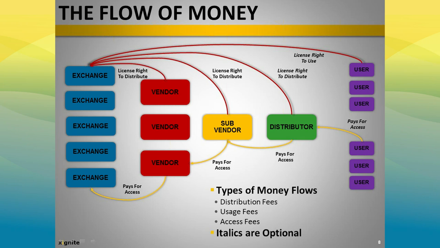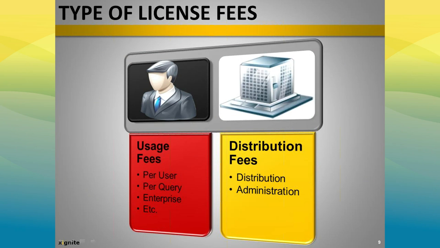So the distributors, the sub-vendors, the vendors pay typically their upstream provider for access to this information. That is for feeds or APIs and whatnot, which is going to actually deliver the data. Users, of course, may pay access to the data, or they may not. If you're displaying delayed data on a public website, you're not going to charge your users. But if you're displaying real-time data on a pay site, you will probably charge your users. So some of those money flows are optional, and the italics ones that we show here are the ones that are optional.